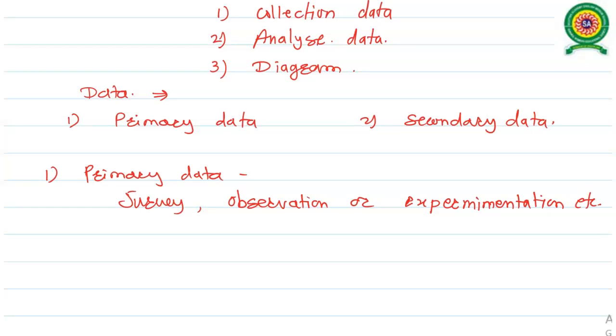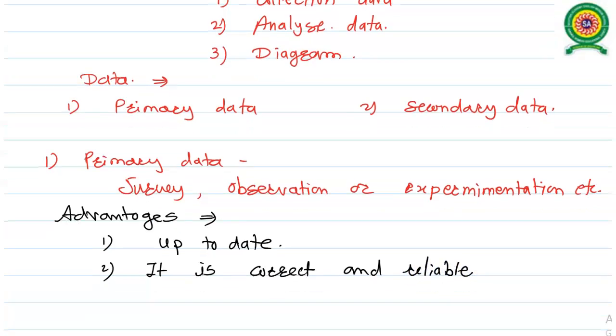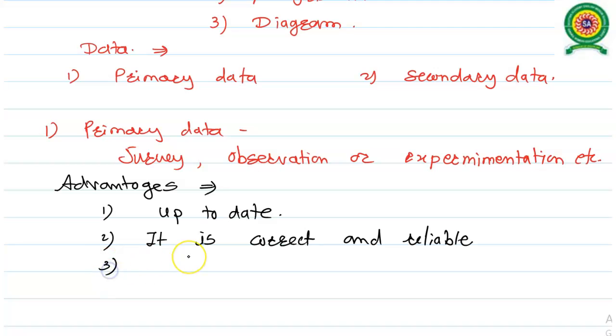Now what are the advantages of primary data? The first advantage of primary data is that the data collected is up to date. Second, it is correct and more reliable. Third, it gives detailed information.